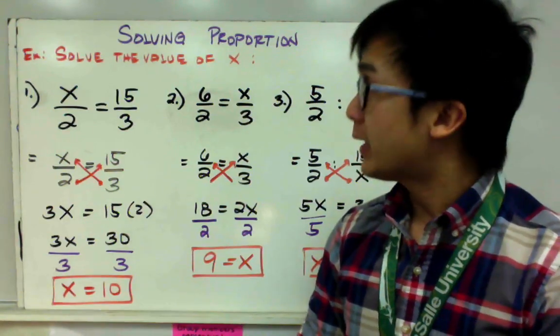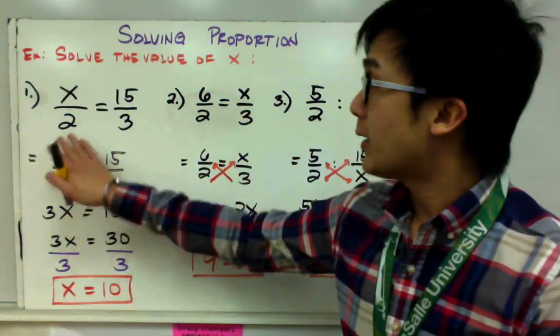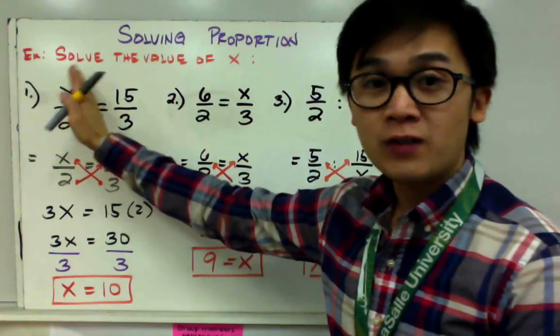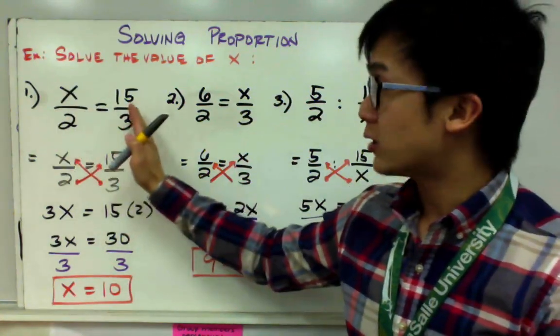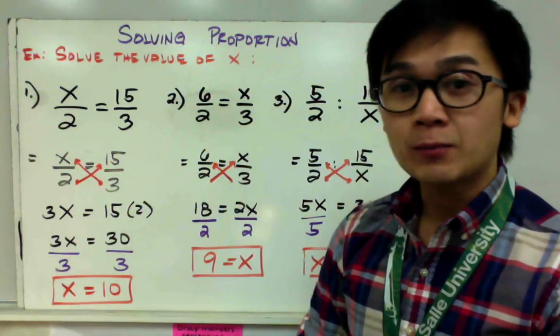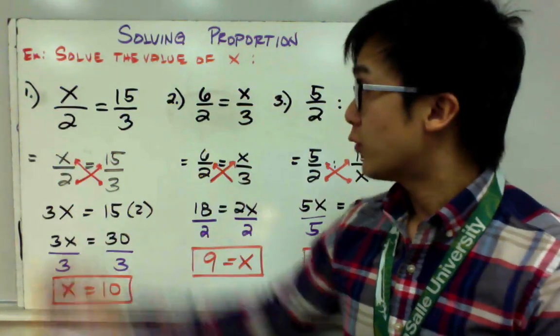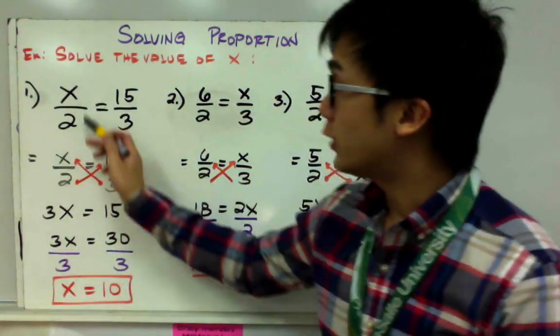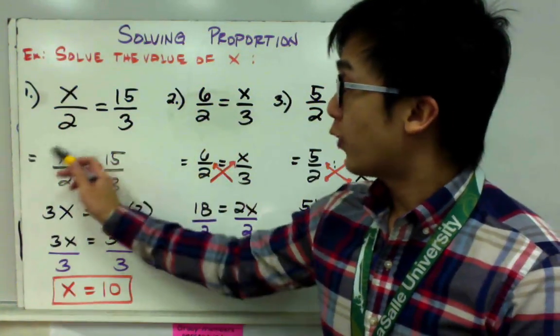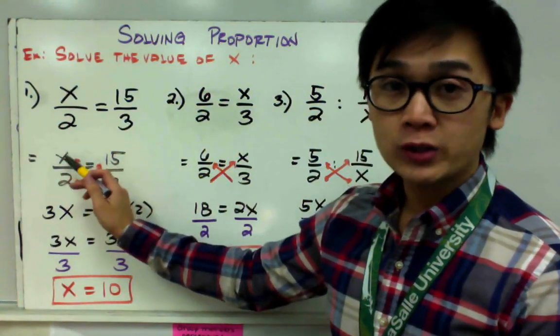Now, hindi mahirap ang pag-solve ng x kapag nakakakita kayo ng fraction. So, tandaan nyo lang na kapag meron kang fraction equal to another fraction, pwede nyong gawin yung cross multiplication. So, yun yung gagawin natin para ma-solve natin yung equation. So, for example, number 1, I have x over 2 equal to 15 over 3. To solve for x, I need to perform cross multiplication.